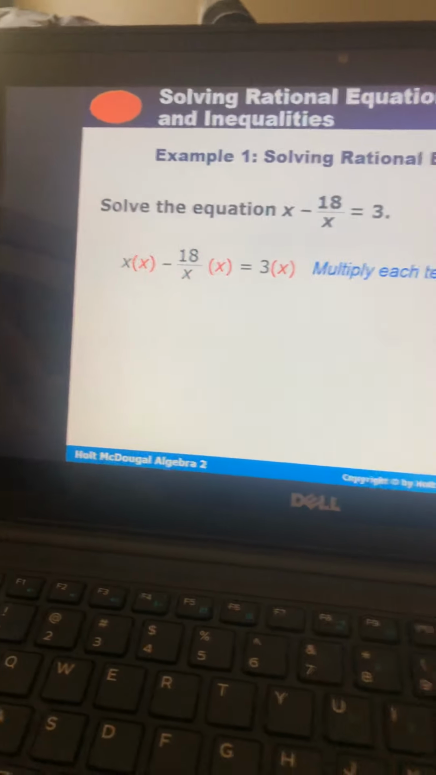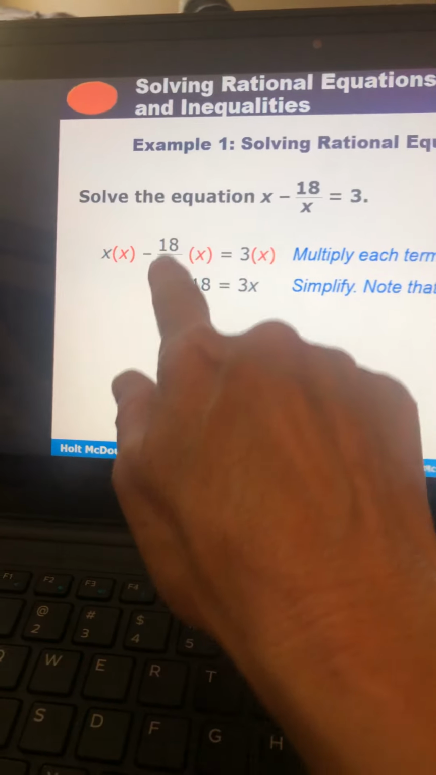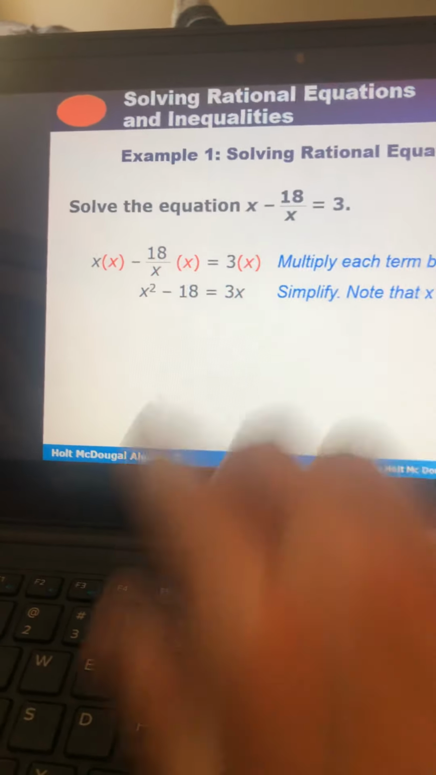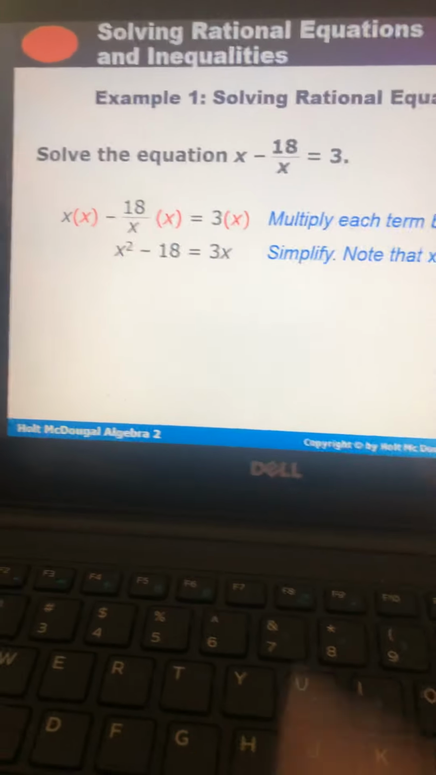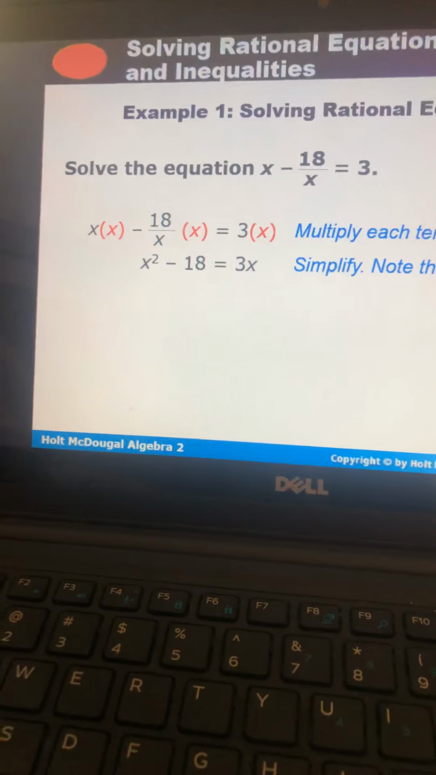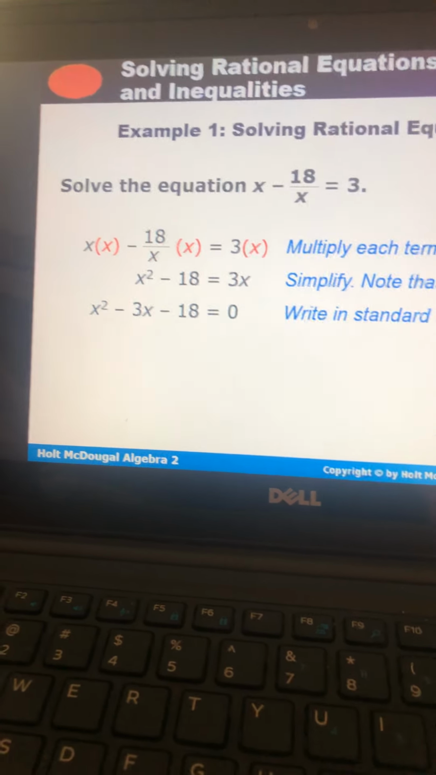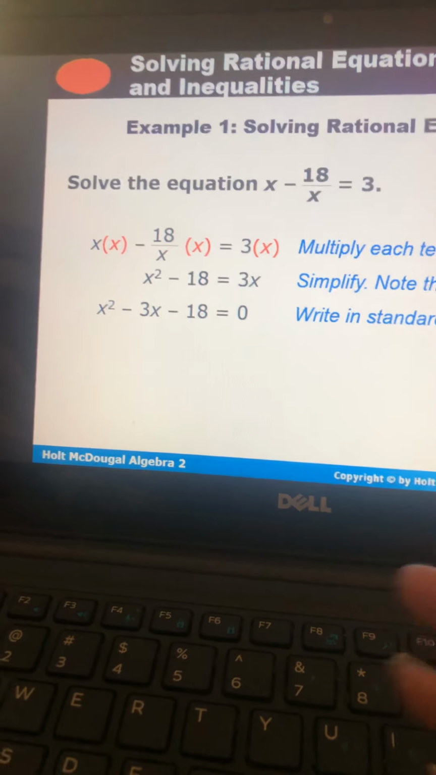So what we're going to have when we multiply that is x squared, and then the x's here will cancel, minus 18 equals 3x. And then we're going to put it in standard form, because anytime you see an x squared, you're going to say, okay, I have a quadratic there. So now we have x squared minus 3x minus 18 equals 0. And now we're going to factor it.